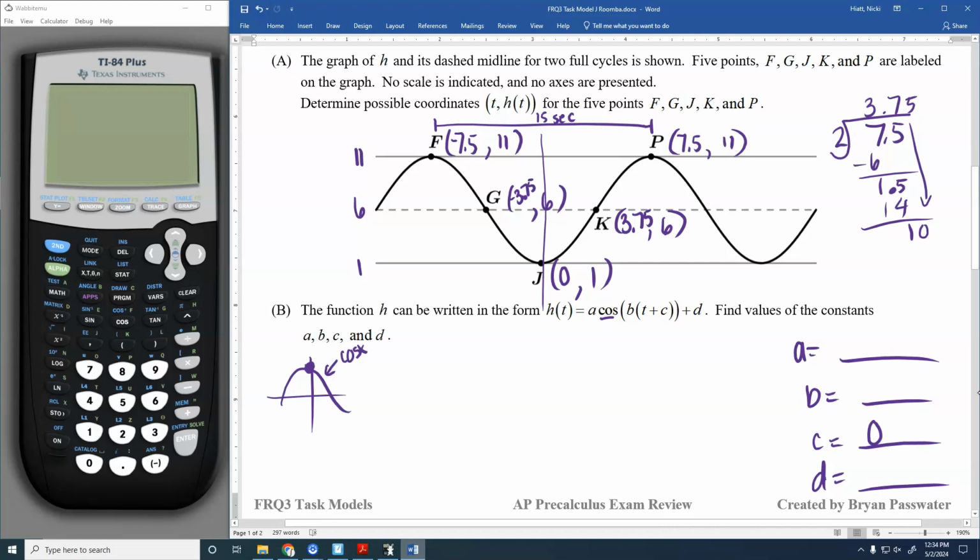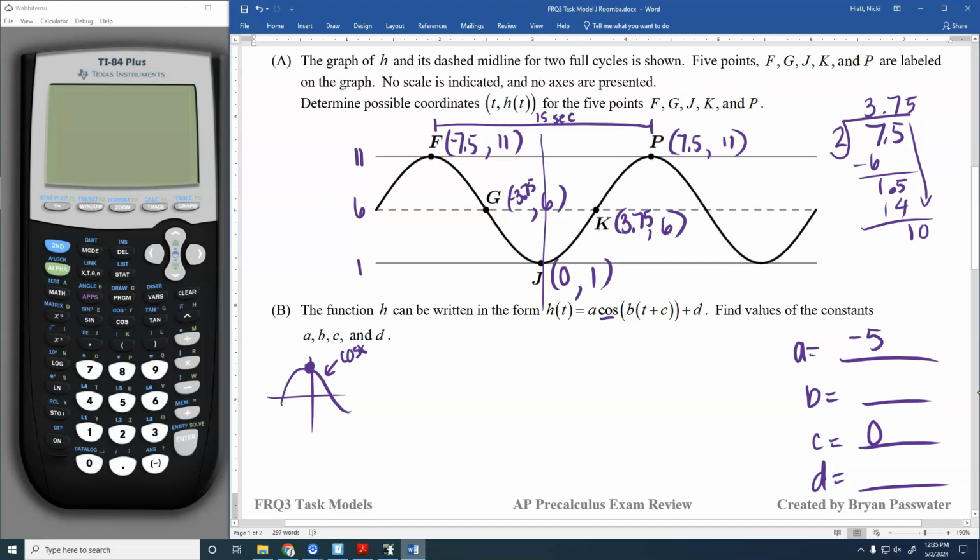Not 10. 5. Because it's just from the midline to the highest point. So it'd be 5, and I'd make that negative. And making that amplitude have a negative in front of it flips the graph. And that way you don't have to shift it left or right. And it's easier if you don't have to shift it left or right.